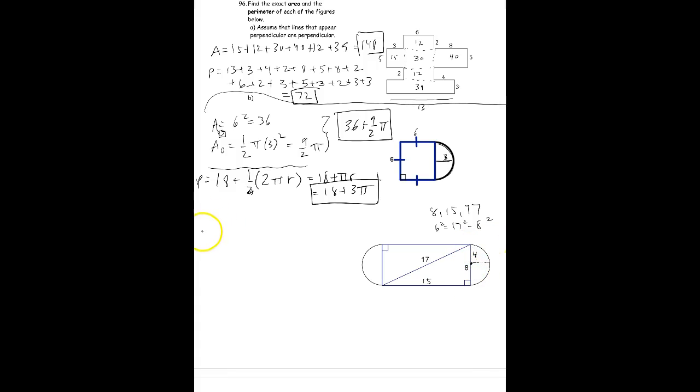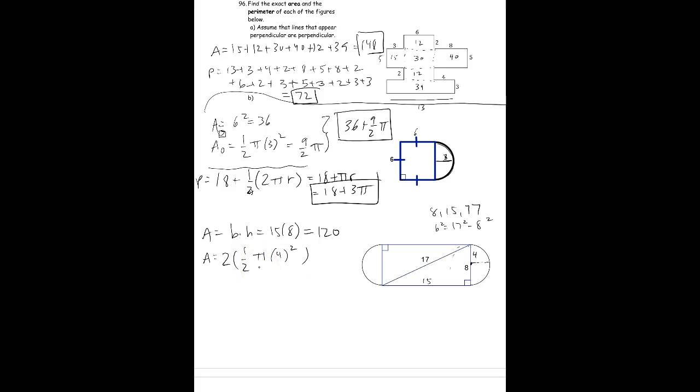So the area is going to be the area of this rectangle, which is base times height, which is 15 times 8, which is 120. And then we have the area of 2 half circles. One of those half circles is, well, it's going to be pi times r squared. That would be the whole circle. And the semicircle is half, but then there's 2 of them, so I'm going to multiply that by 2.